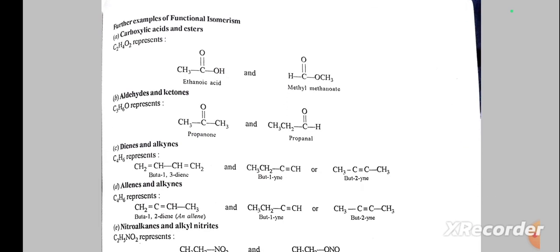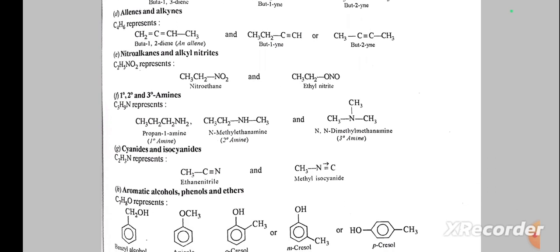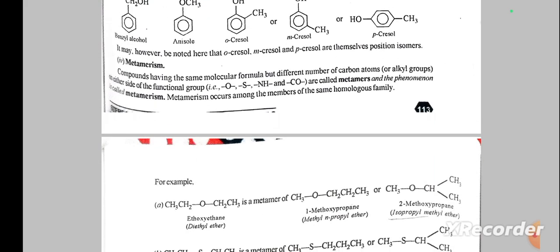Further, examples of functional isomerism are carboxylic acid and ester, aldehyde and ketone, diene and alkyne, alkane and alkene, nitroalkane and alkyl nitrite, 1, 2, 3 amines, cyanide and isocyanide. However, we note here that ortho-cresol, meta-cresol and para-cresol are themselves position isomers.